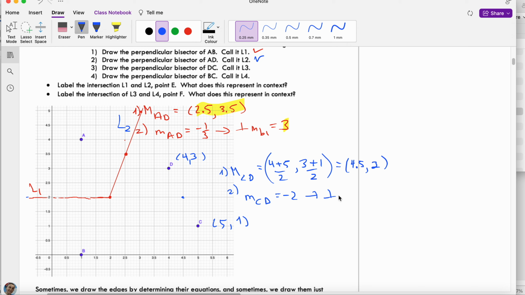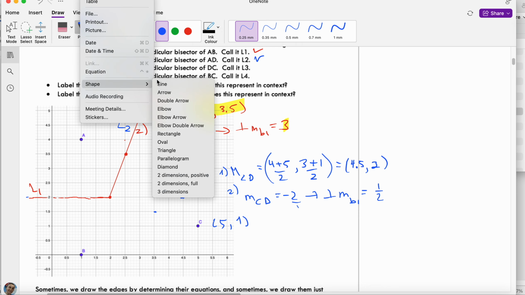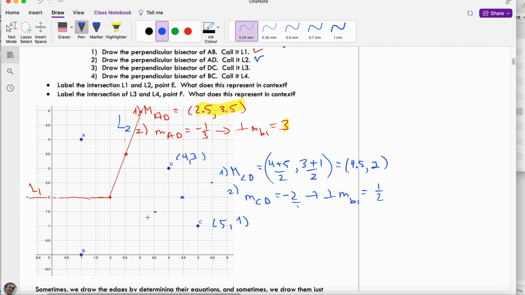And then we're going to find the perpendicular slope of the bisector, and that's going to be positive, and it's going to be 1 over 2. So 1 up, 2 over. The fact that I'm going up by half and not a whole thing doesn't matter. 1 up and 2 over, so then 1 down and 2 over, like this, okay? And so then this is the line, and that's it.